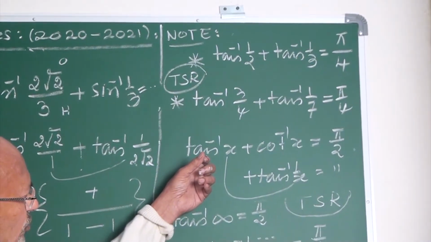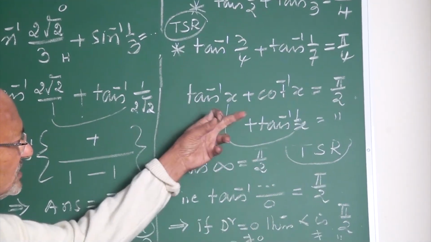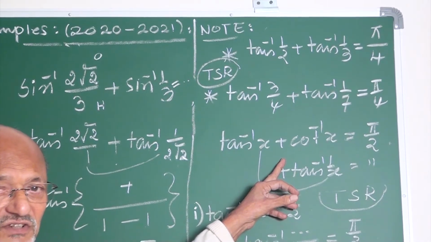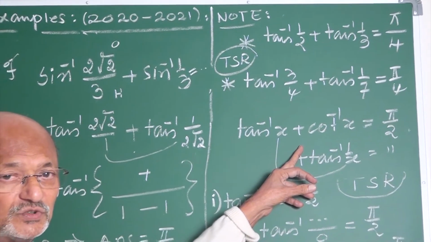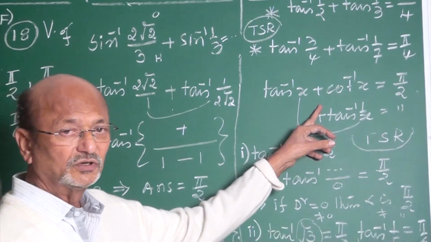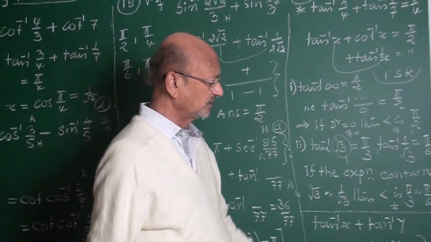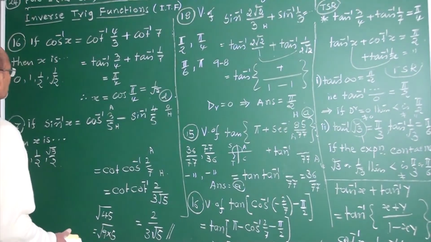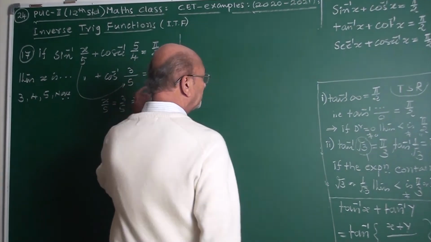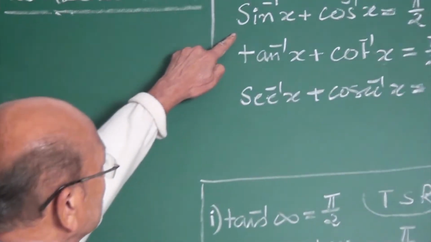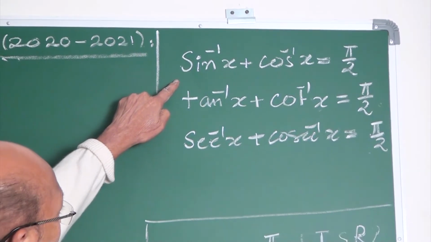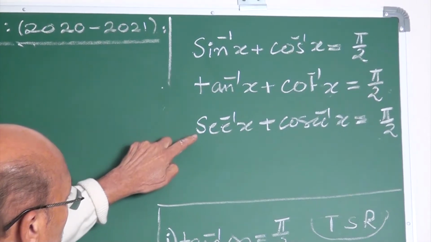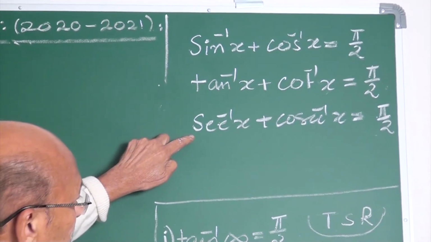Yes, my friends, I used these concepts in all these examples. Now I do another one or two examples based on these results. Tan inverse x plus cot inverse x is pi by 2. Sin inverse x plus cos inverse x is pi by 2. Sec inverse x plus cosec inverse x is pi by 2. Friends, these examples are based on these results.